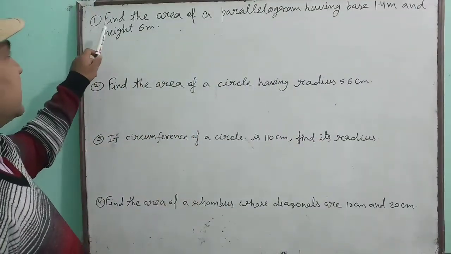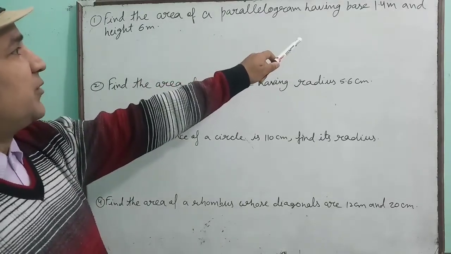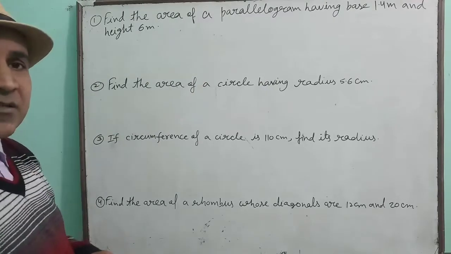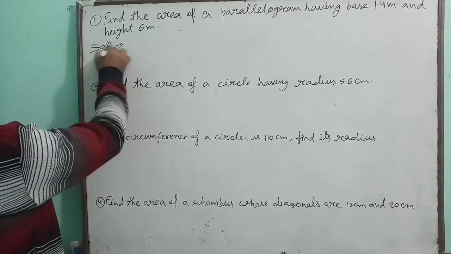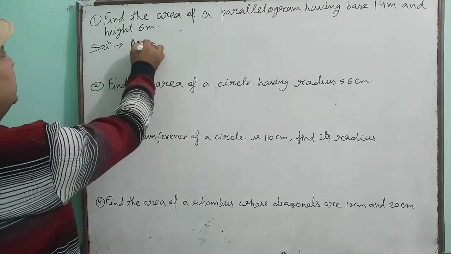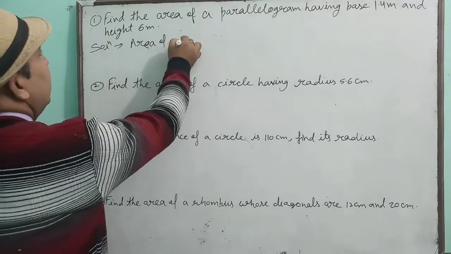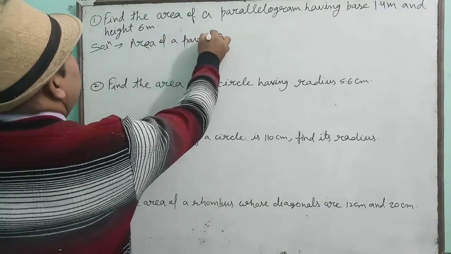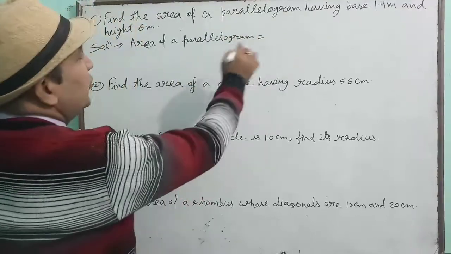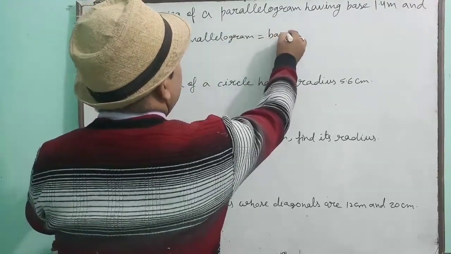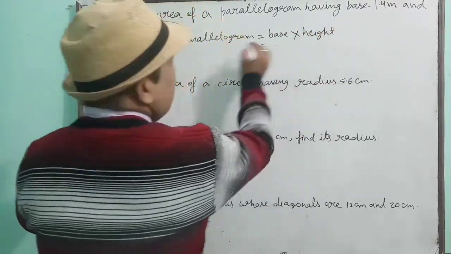The first question is: find the area of a parallelogram having base 1.4 meter and height 6 meter. So see children, how will you solve this question? We have to find the area of a parallelogram. We know the formula for area of a parallelogram: base into height. This is the formula, children.